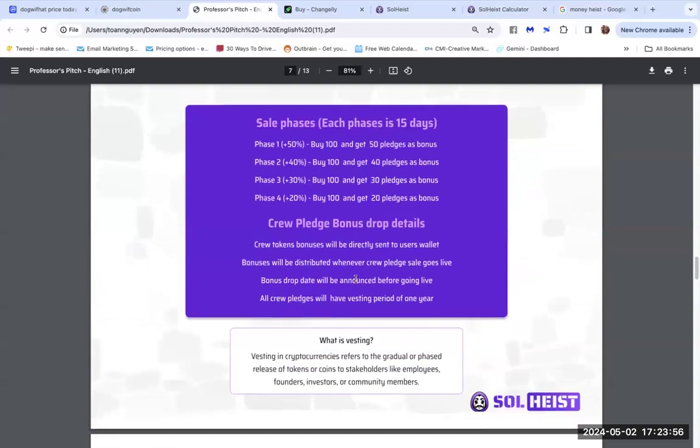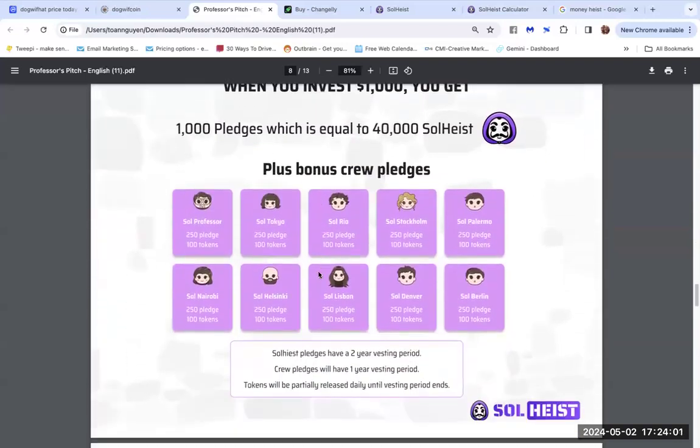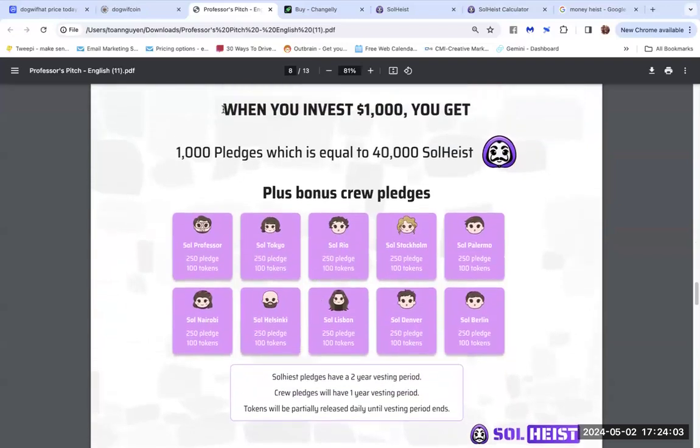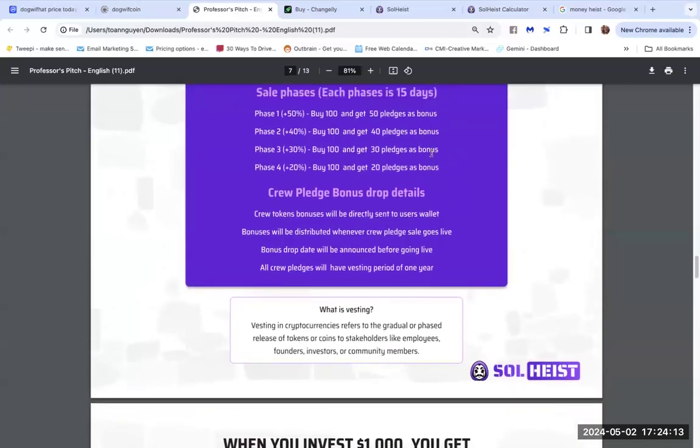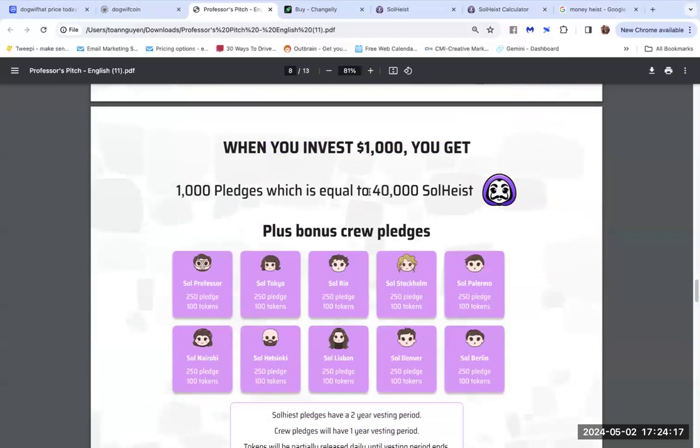Okay? We talked about the bonuses already. Let's give you this example. I'm a visual guy, so let's do it. Let's say you put in $1,000, you get 1,000 pledges, which equals 40,000 Solheist. Okay? Now, this is not even counting the 50% bonus if you get started within the next 15 days. You add another 50% bonus, that's 60,000 Solheist.